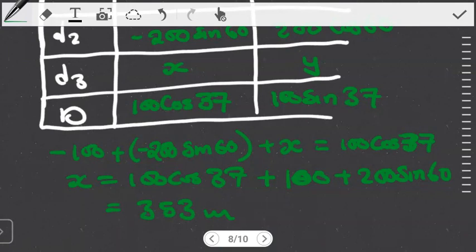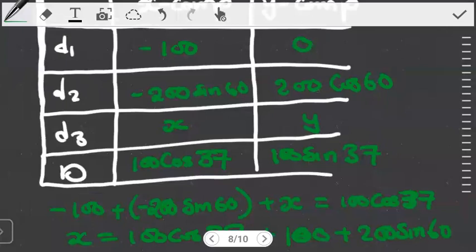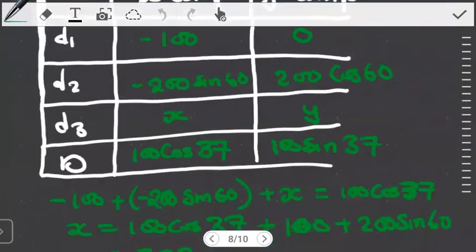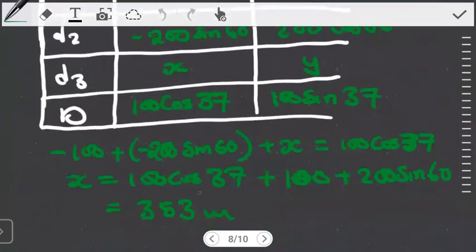Now we need to get the y component of d3 using the same method. So again, it's 0 plus 200 cos 60 plus y is equal to 100 sine 37. Then work it out for y. How will it look? So we have 0 plus 200. These are the y components. So that's 200 cos 60. Okay, this was given by cos 60. Hope I used the correct one.